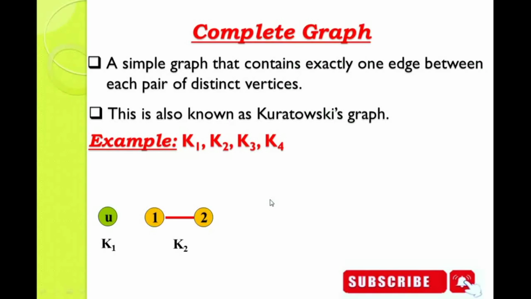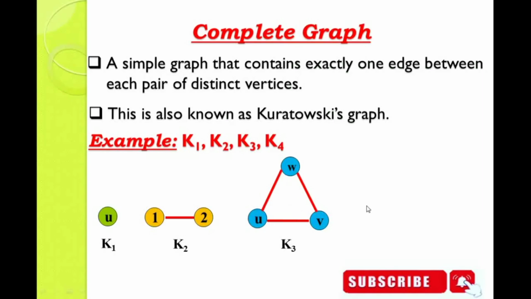Next we draw the K3 graph. K3 means we consider three different vertices u, v, w. We have to draw the edge between every pair of vertices. That is called a complete graph. So uv is one pair, so we draw one edge between uv. Similarly uw is another pair, so we draw one edge between uw. Similarly vw is also one pair, so we draw the edge between vw. So here you see there is an edge between every pair of vertices. That is called a complete graph. This is called a K3 graph.